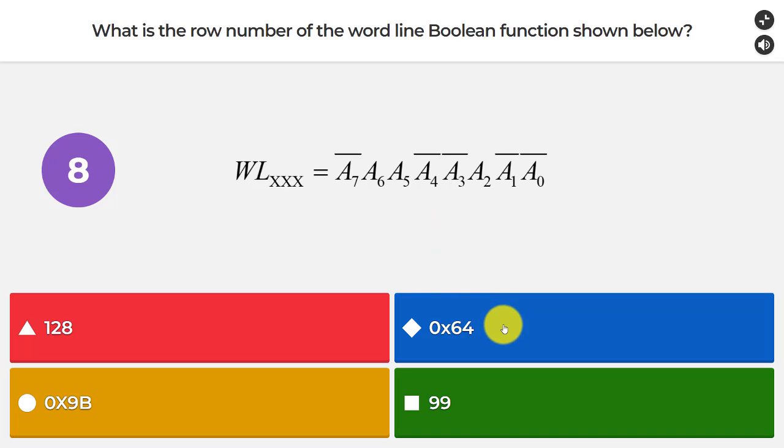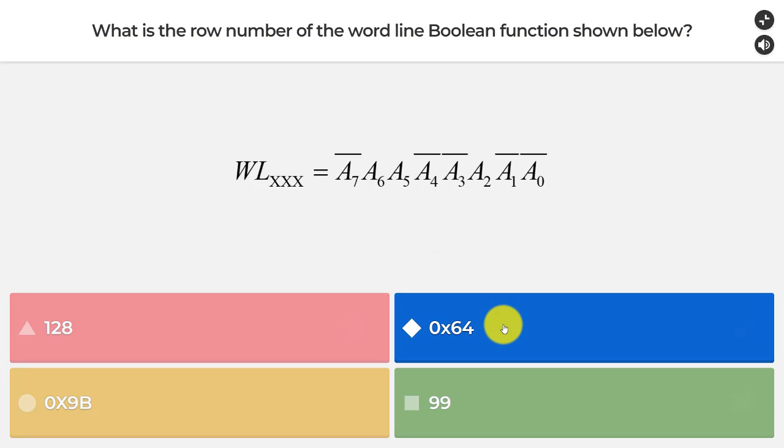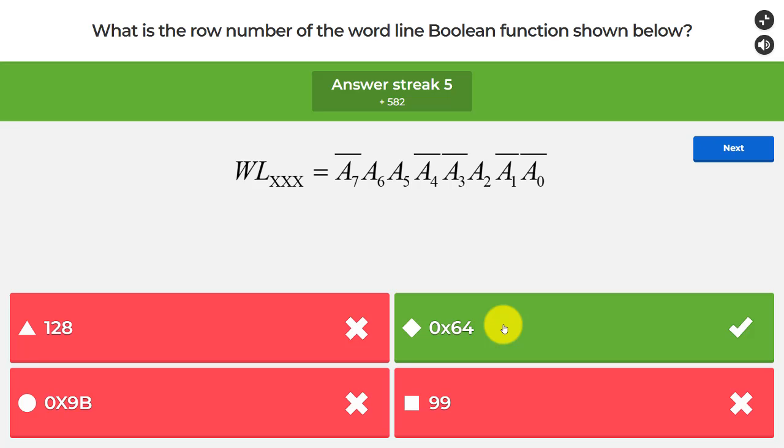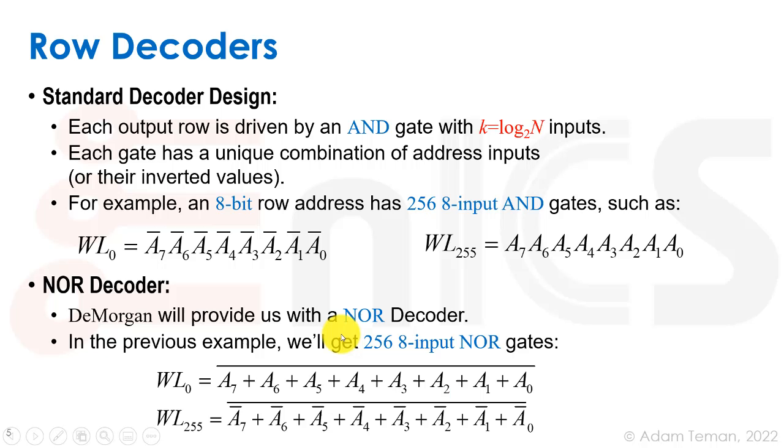And before the clock ends, I will answer that it is going to be 64 hexa. So I want to go back to our slides, and we see over here what a decoder actually does. You probably remember from some early digital systems Boolean algebra course that if we want to define the function that will turn on our word line, we can give the binary equivalent of it, with a bar representing a 0 and a non-bar representing a 1.